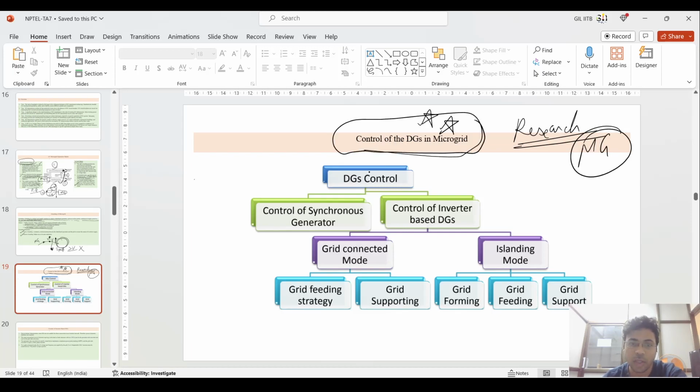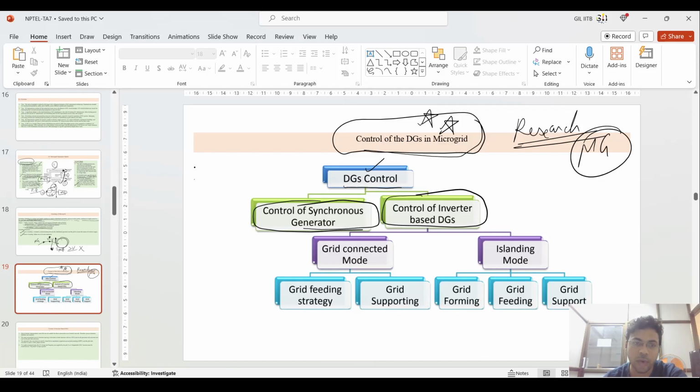So there are two kinds of DG control. Distributed generation control can be one conventional, that is the synchronous generator based. The second is the inverter based DG.